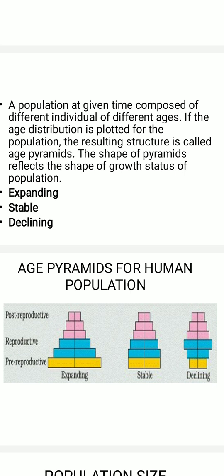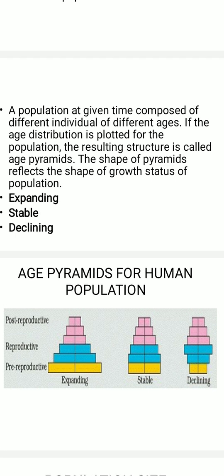pre-reproductive as well as reproductive phase of individuals varies. That makes us classify the age pyramids with respect to human population as expanding, stable and declining type. And this diagrammatic representation may be asked for 3 marks in the examinations, only to draw the diagrams, and you can practice this in the classwork later.